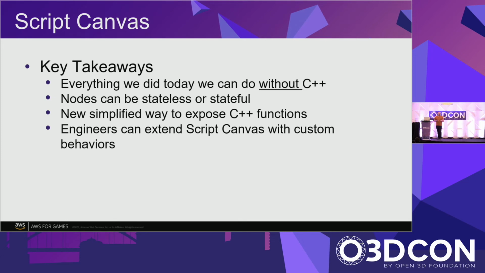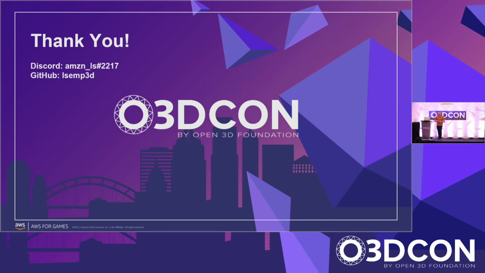It's not required that script canvas be used out of the box. It's, in fact, a fairly low-level way of doing things, but you can create more specializations of nodes that do what you want them to do and just deliver those to your teams. And that's about it.